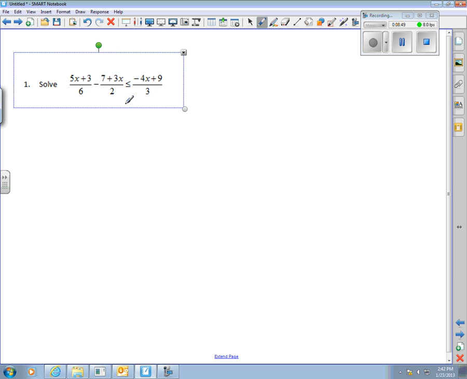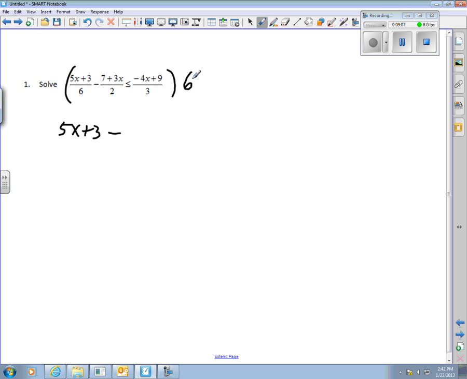Let's try to solve this one. First thing that we're going to do here is multiply the whole inequality by the common denominator, which is 6. 6 divided by 6 is 1. 1 times my numerator gives me 5x plus 3. Minus, 6 divided by 2 is 3, 3 times my numerator, is less than or equal to 6 divided by 3 is 2 times whatever's in my numerator.